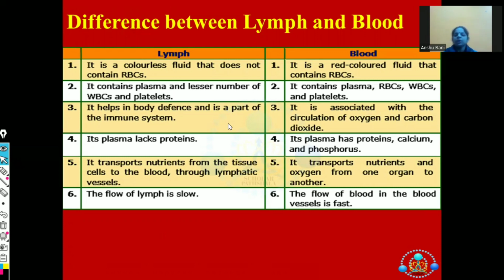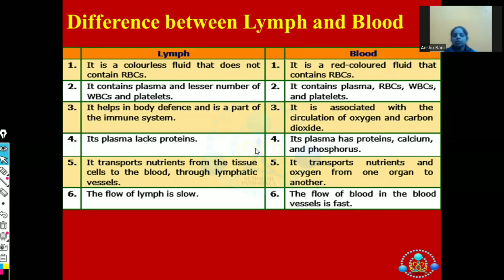Lymph helps in body defense and acts in the immune system. Blood helps in circulation of oxygen and carbon dioxide in the whole body. Lymph lacks proteins, but blood contains protein, calcium and phosphorus.